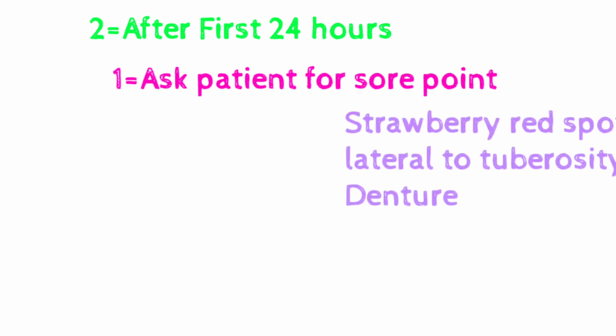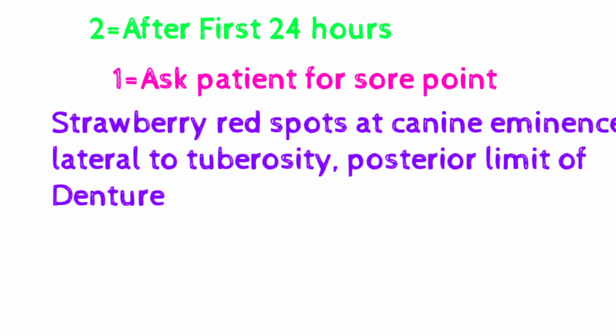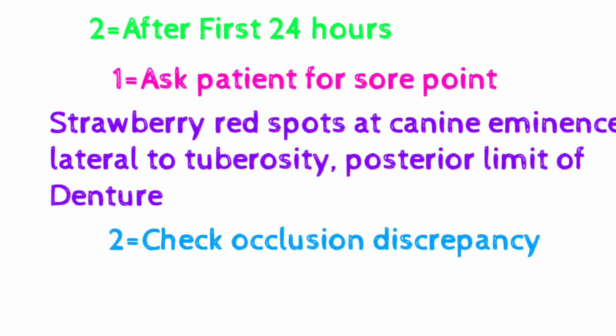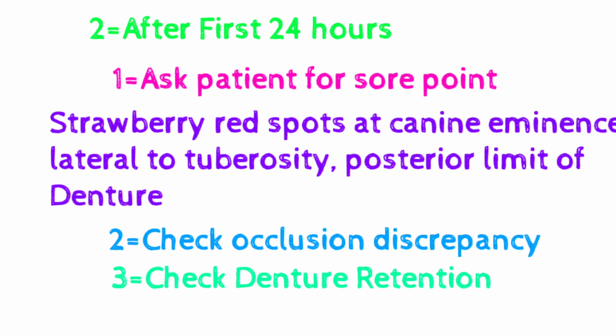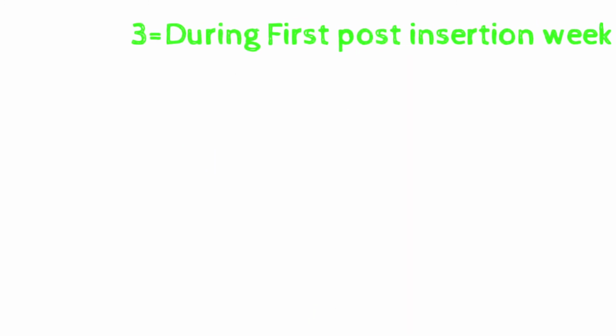Now after first 24 hours, number 1, ask patient for 4 point. 4 point is a strawberry red spot at canine eminence, lateral to tuberosity, posterior limit of denture. Number 2, check occlusion discrepancy after first 24 hours when patient comes to you. Third, check denture retention. Number 4, teach patient how, after 24 hours, to insert and remove the denture.